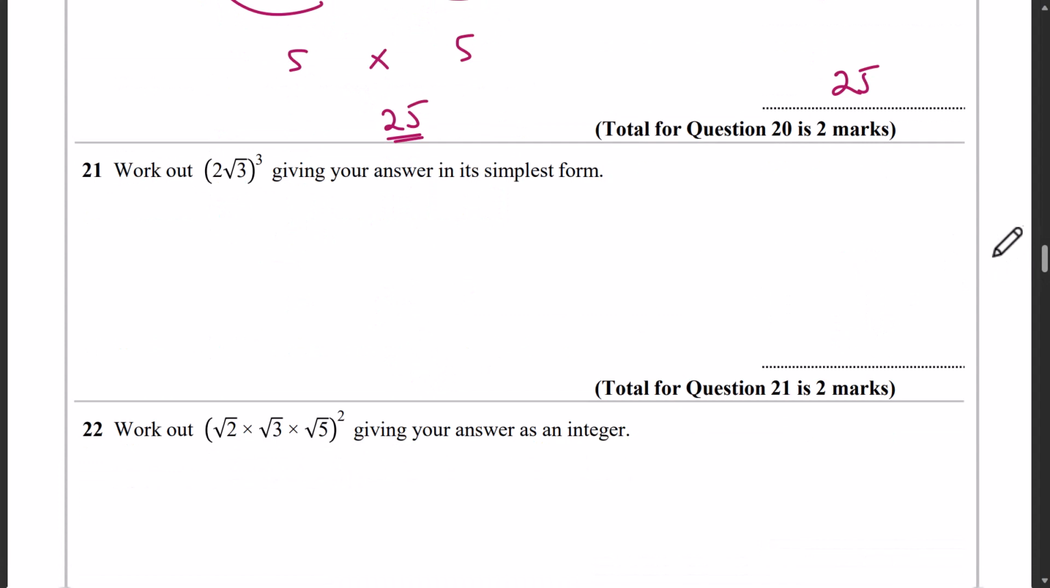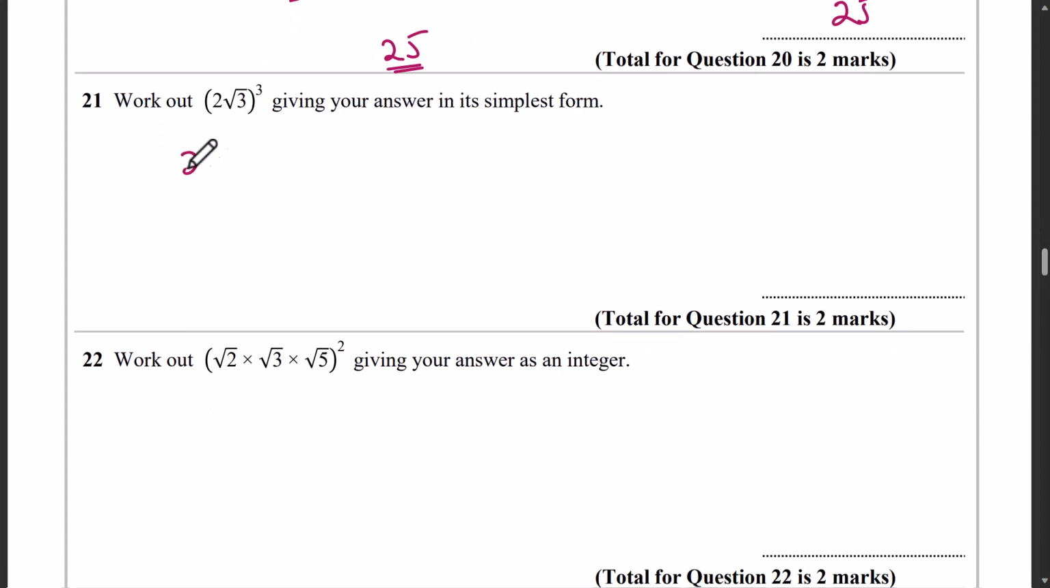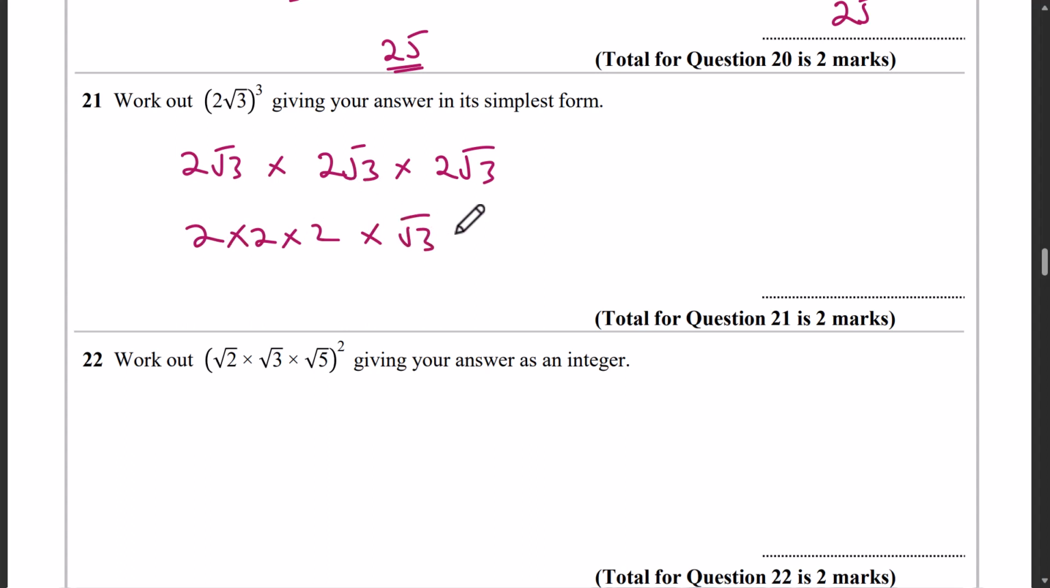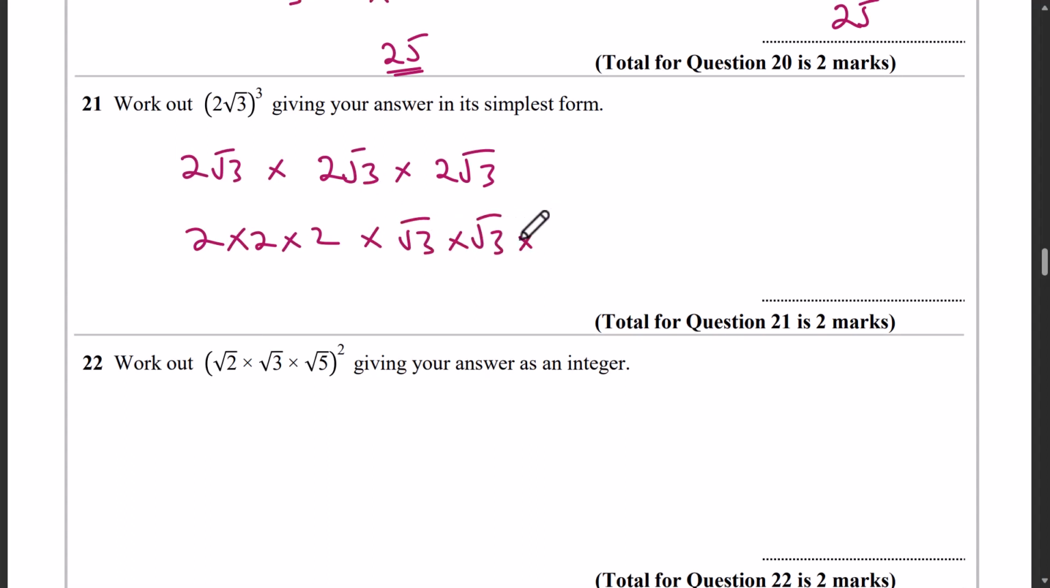And number 21, well, you do 2 root 3 times 2 root 3 times 2 root 3. And of course, you can simplify this by multiplying the 2s. That's 2 times 2 times 2. And then multiply root 3 times root 3 times another root 3. Of course, you multiply this out, that gives you 8 times root 3 times root 3, which is 3, times root 3. And if you simplify this, 8 times 3 is 24. So your answer will be 24 root 3.